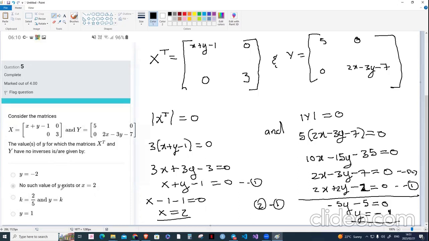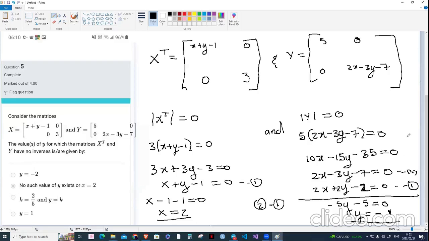No such value of y exists, or x is equal to 2. The value of y, or we want y here, we only want y, we're not interested in the x. The value of y for which the matrix has no inverse. Where's y?